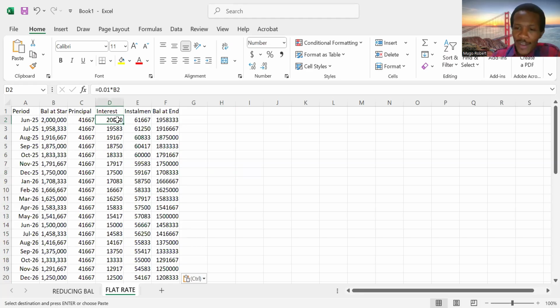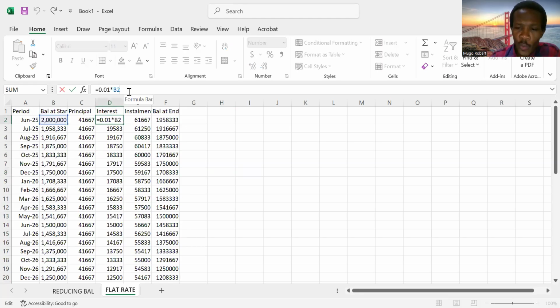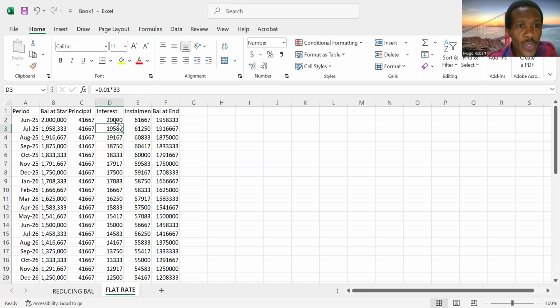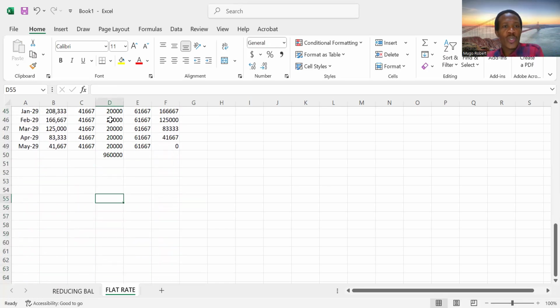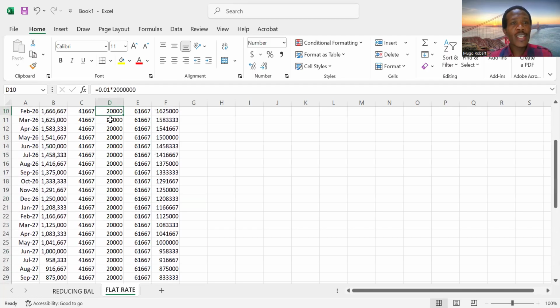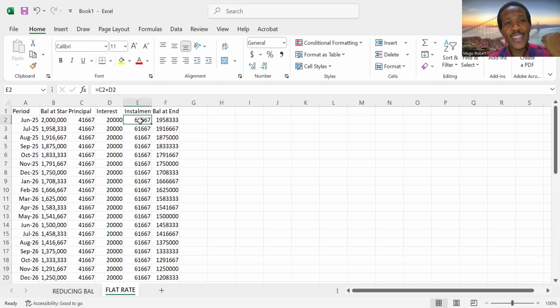So now I will have interest is 1% per month. That is 12% per year is 1% per month. So times 2 million. What do you get? So that you can see the interest is 20,000 shillings every month from the start to the end. The principal amount, the installment that you pay from the first month to the end is also the same.